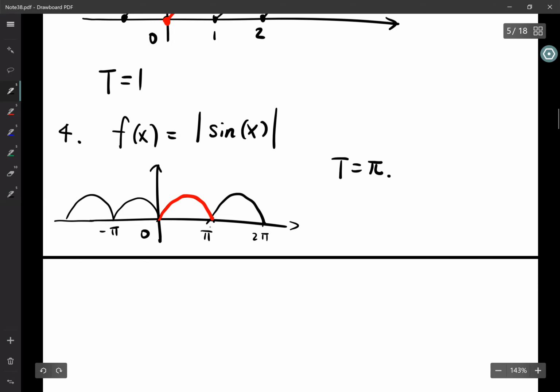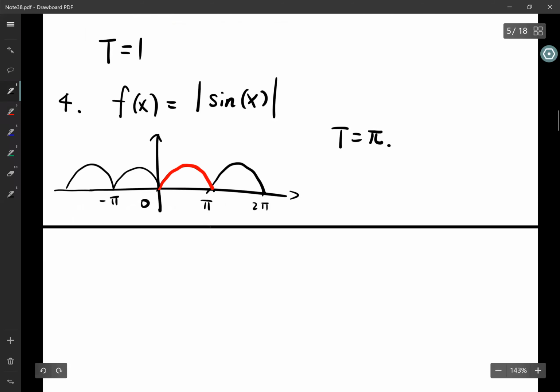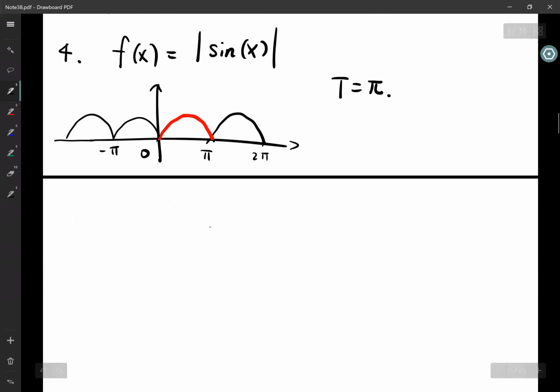So these are just a few examples of periodic functions. Any question?